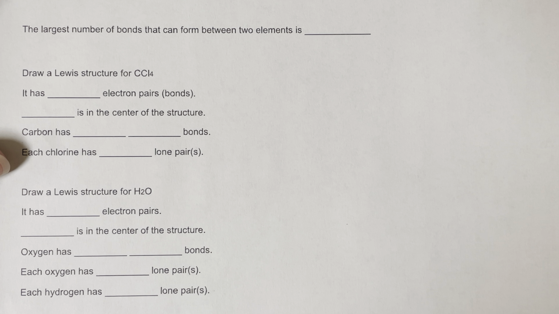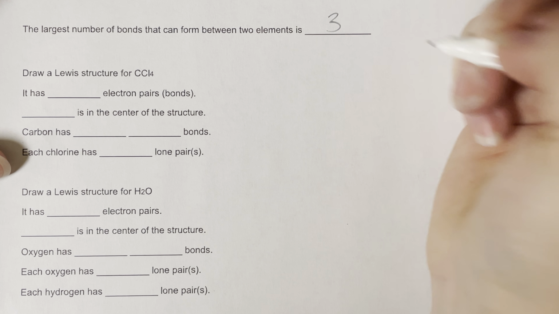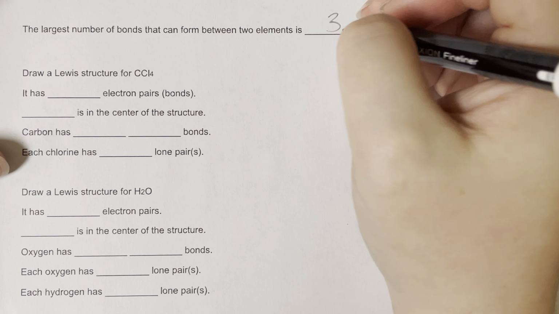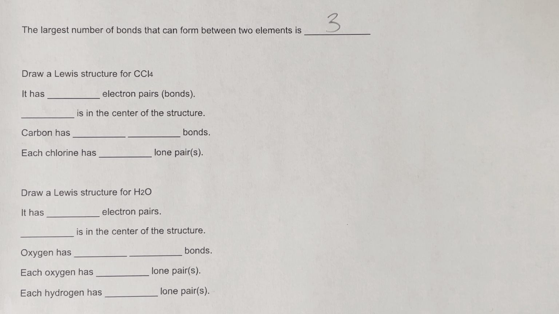The largest number of bonds that can form between 2 elements is going to be a maximum of 3. Past 3 bonds, you are going to have too tight of a bond angle, and those electrons are going to repulse from each other too much to withstand it. So 3 is my natural maximum number of bonds that any 2 elements can form between themselves. So 1 element plus 1 element, max 3 bonds.